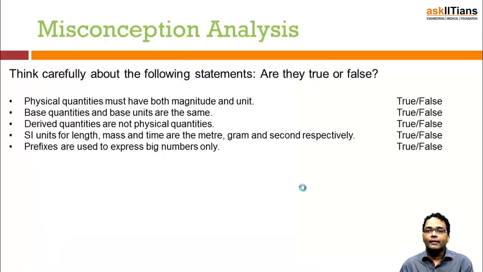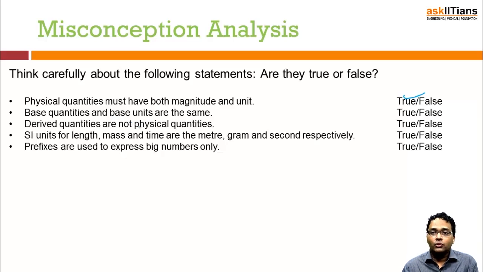Now let's move on further and try to understand some questions. So moving on to the first question. Physical quantities, we need to understand whether these are true or false. Physical quantities must have both magnitude and unit. Obviously it's true.